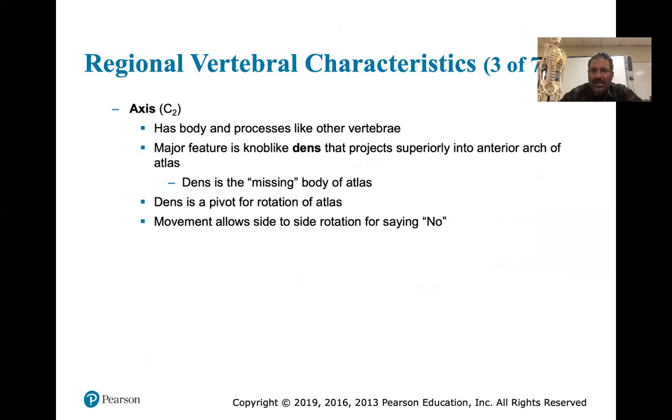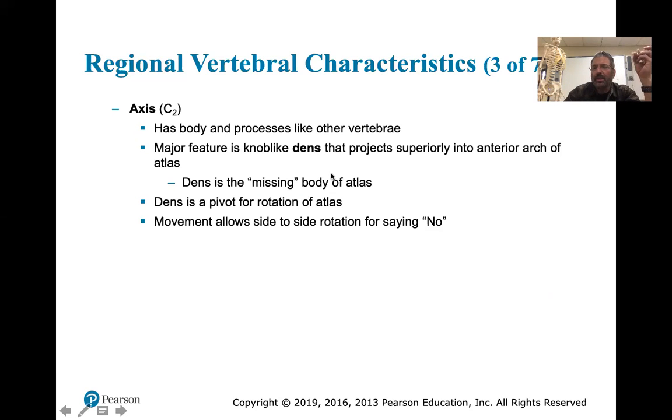Atlas is C1, axis is C2. So you guys have probably heard of axis when you take trigonometry or maybe algebra. When I showed you the knob-like dens, it's also known as the odontoid process because it reminded them of a tooth. Right? Dens is missing the body of the atlas. The dens would be the actual body of C2, but it doesn't really have a body. They're just saying the dens would have been this vertebral body here.